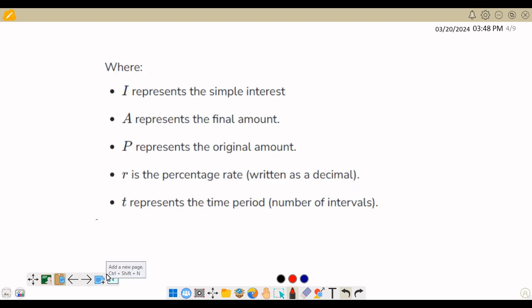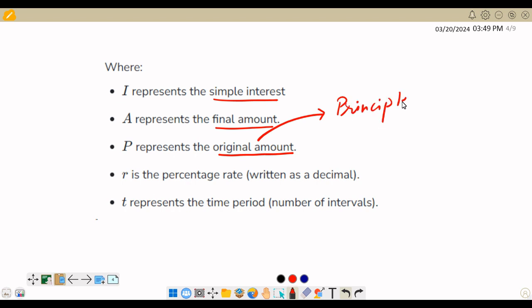Here, I represents the simple interest. A represents the final amount, whereas P represents the original amount, or you can also call it the principal amount. R is the percent rate written as a decimal. If I write 2%, that means 2 over 100, which equals 0.02 in decimal form. Whatever percent rate you are given, you just need to convert it into a decimal. And T represents the time period of the investment.